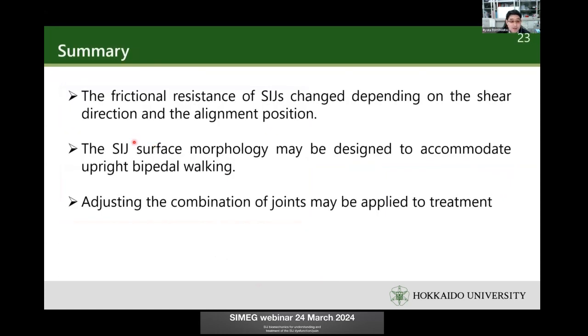The summary of this study: the frictional resistance of sacral joints changes depending on the shear direction and the alignment position. The sacral joint surface morphology may be designed to accommodate upright bipedal walking. And finally, adjusting the combination of the joint may be applied to the treatment.